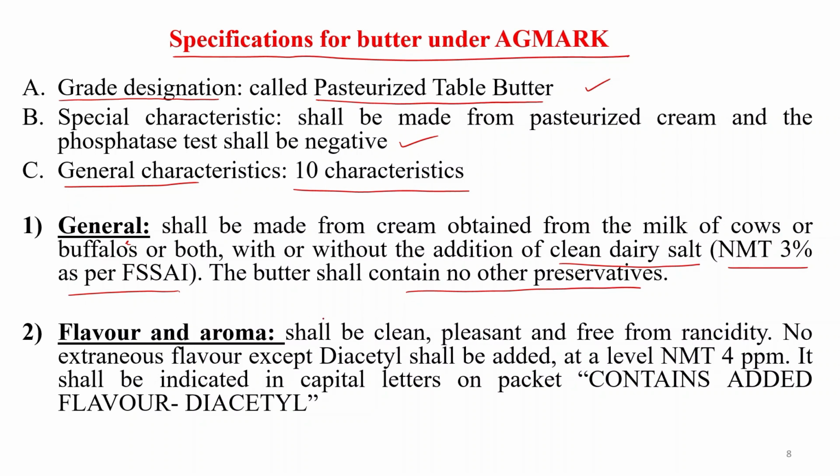as per FSSAI. Now if you see flavor and aroma, the flavor shall be clean, pleasant, free from rancidity, and no extraneous flavor except diacetyl shall be added at a level not more than 4 ppm, and if it is added, it shall be indicated in capital letters on the packet: contains added flavor diacetyl. It should be written on the packet that it contains added flavor diacetyl, and otherwise no extraneous flavor except diacetyl is permitted as per AGMARK.